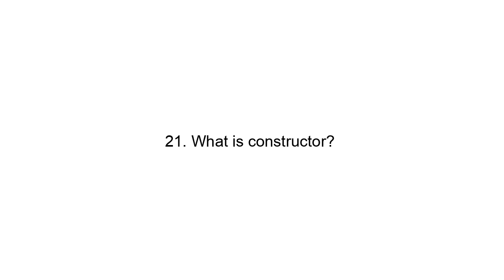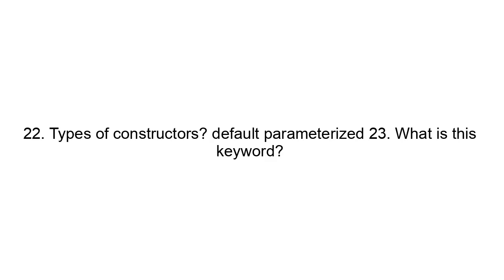21. What is a constructor? Special method to initialize an object. 22. Types of constructors: default, parameterized. 23. What is the this keyword? Refers to the current object. 24. What is the super keyword? Refers to the parent class. 25. What is an interface? Blueprint of a class with abstract methods.